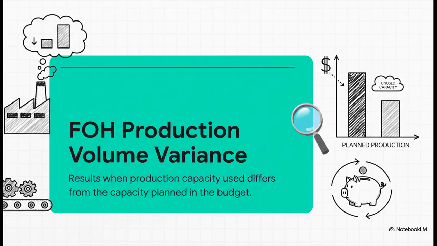Now this is the really interesting one, the production volume variance. Let me be clear, this has nothing to do with how much money we spent. This is all about how well we used our factory, our capacity. If we had a plan to produce 18,000 units, but we only made 16,500, well, we didn't use our facility to its full budgeted potential. This variance captures the cost of that idle or unused capacity.